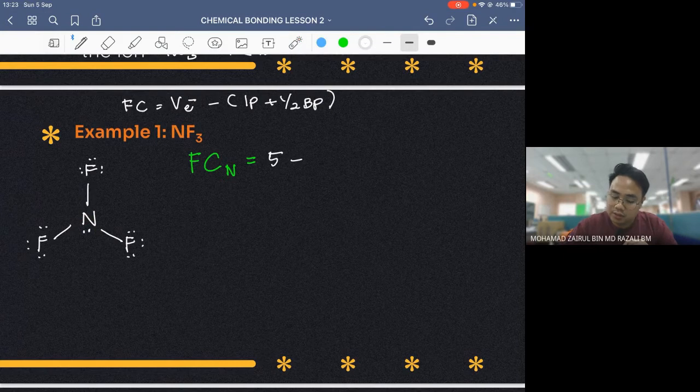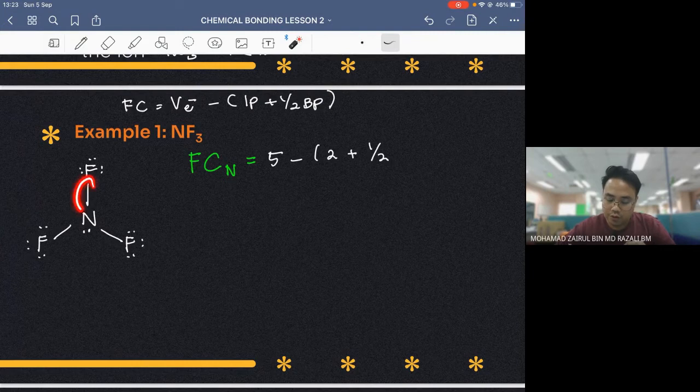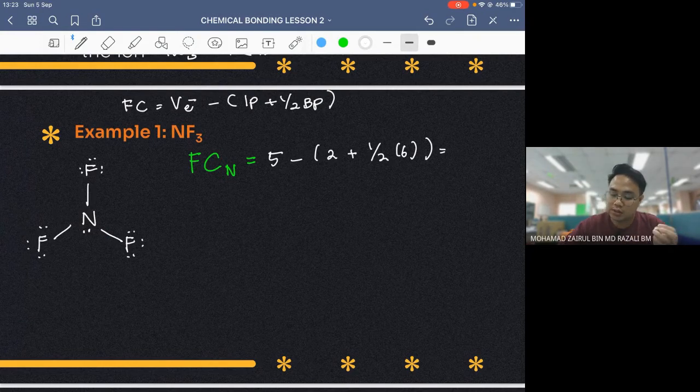So minus 2 plus half bonding pair. So nitrogen we have 2, 4, 6. So kalau kira 5 minus 2 plus 3 is 5 is equal to 0. So as a good practice, once you already calculate the formal charge, awak tulis formal charge tu dekat atom yang awak kira tu. So awak tulis 0 dekat situ.